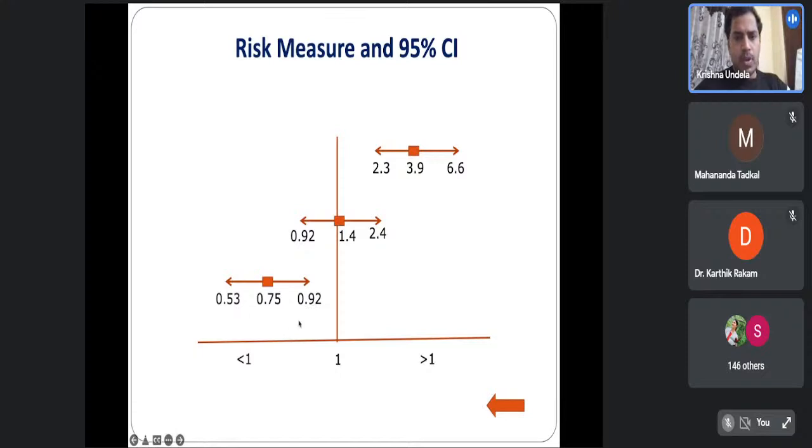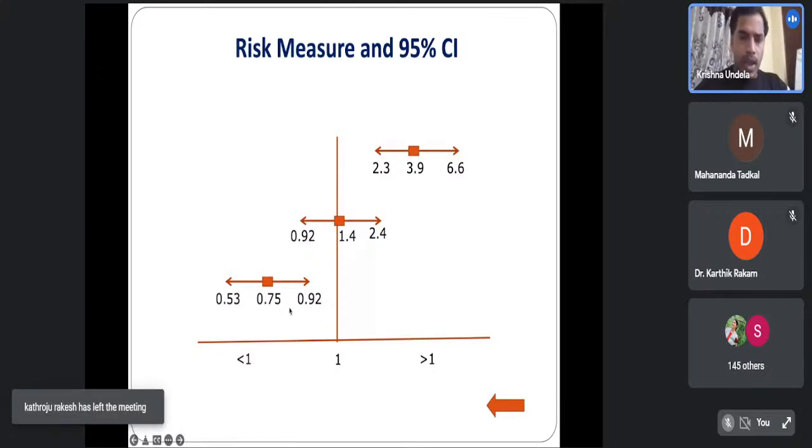In this case, what happened? This is less than 1. Relative risk, hazard ratio, or odds ratio, this is less than 1. And both the lower limit and upper limit are also less than 1. That means in all 95 times it is showing less than 1 only. So once again, we can say whatever value we got here is statistically significant. Why? Because this one is less than 1, the lower limit is also less than 1, and the upper limit is also less than 1. So we can say less chance and statistically significant.